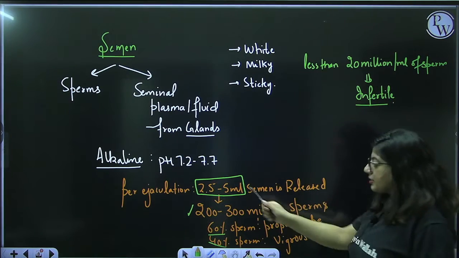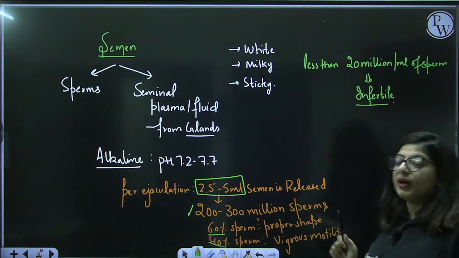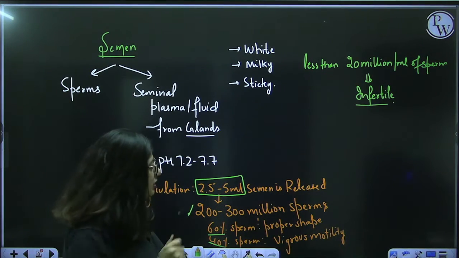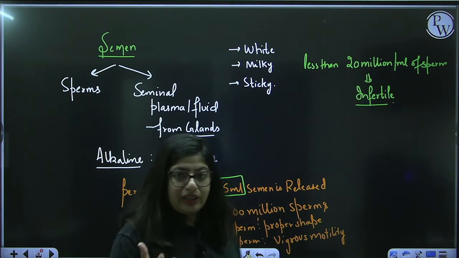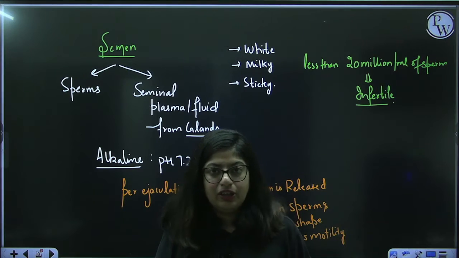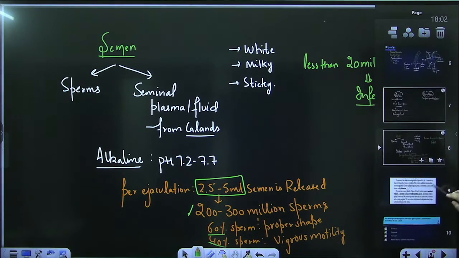Okay. This is 200 to 300 million per 5 ml. This is 20 million per ml. So, that is the difference. Okay. So, this is how the number, amount, or we can say shape and motility of sperm is very much important when we are talking about fertility. Alright guys. Okay. That is about the semen.